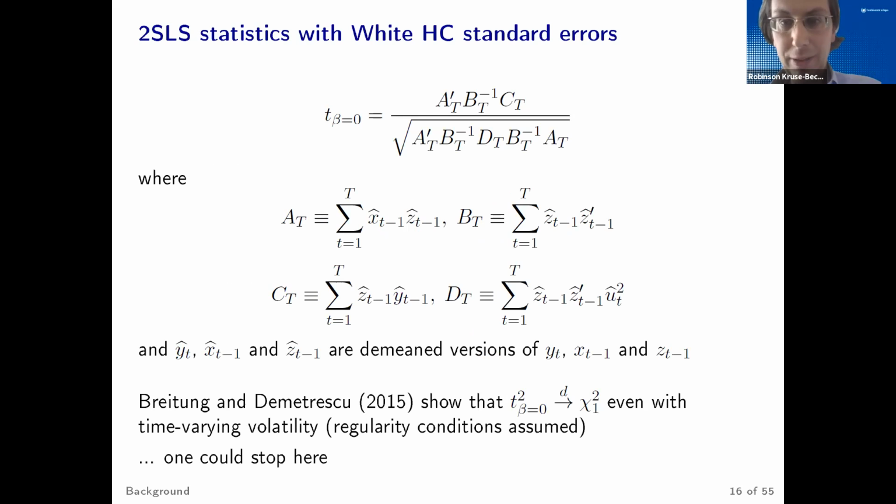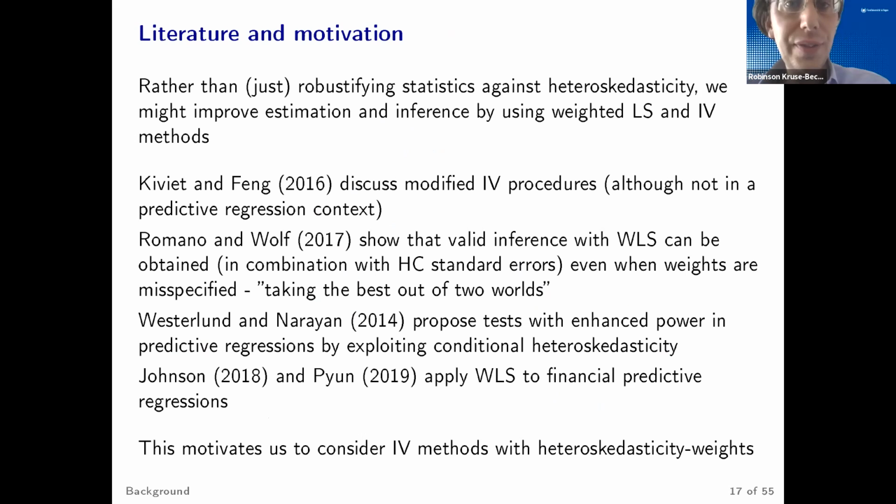Okay, well, you could then look, as the authors did, at a t-statistic where you use some heteroscedasticity corrected standard errors, and you get a very nice chi-squared limiting distribution for the squared t-statistic. So you could stop here. But our approach is not to robustify statistics against heteroscedasticity, but we want to improve estimation and inference directly by using weighted least squares and weighted IVX methods.